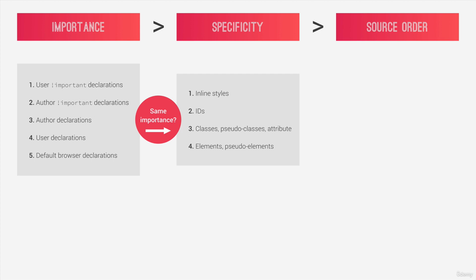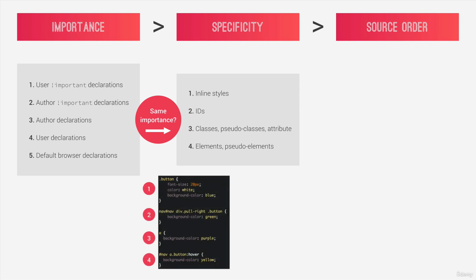But let's see how we actually calculate specificities with a small example. That's always best, right? First off, all these declarations have the same importance because they're all author declarations. So let's calculate their selector specificities in order to find out if the background color will be either blue, green, purple, or yellow. And this is how we do it. The specificity is actually not just one number, but one number for each of the 4 categories I showed you before: inline styles, IDs, classes, pseudo-classes and attributes, and finally elements. And for each of these, we count the number of occurrences in the selector.